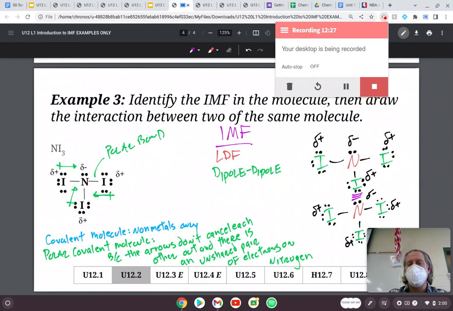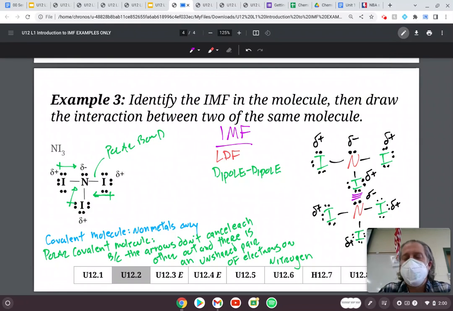Hopefully you drew something that looks a little bit like this. So in this instance, I had the negative side of this molecule, which is really surrounding nitrogen, and the positive side of the other molecule, which is really surrounding any of the iodines. And those two were brought in close proximity to each other, and then they were able to have a force of attraction. Any questions about this one?